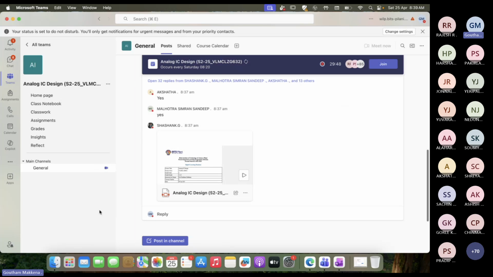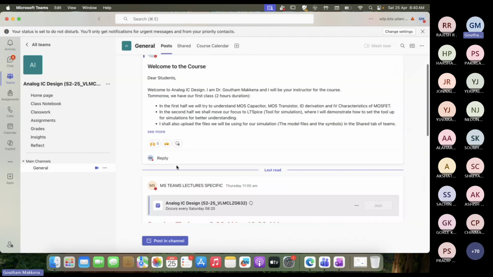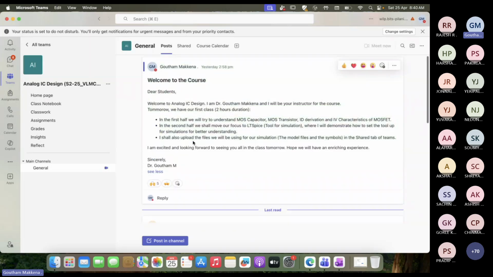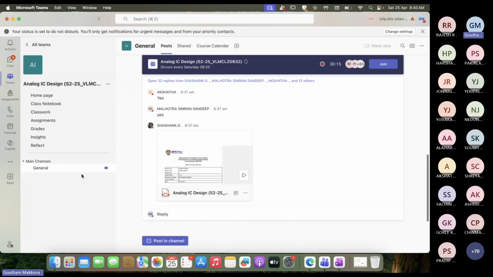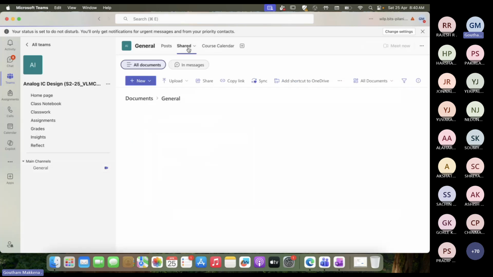So this is our course shell in Microsoft Teams. In the General, there will be two channels. Once the lab schedule comes out, there will be a lab channel also, where you will be interacting with your lab faculty. In this general channel, we will be having our interaction. Whatever I want to convey, like this message, I'll be posting here, in this general tab. If you see here in the general tab, there are again three sub tabs. One is for posts, and one is the shared.